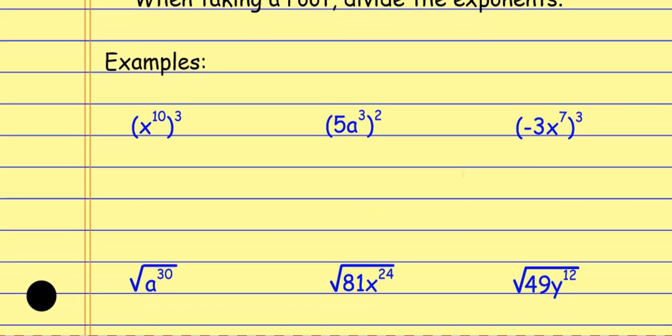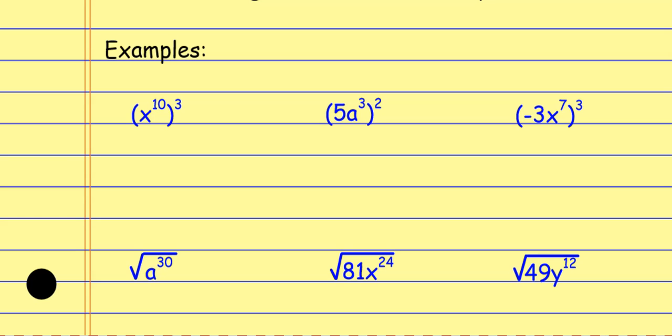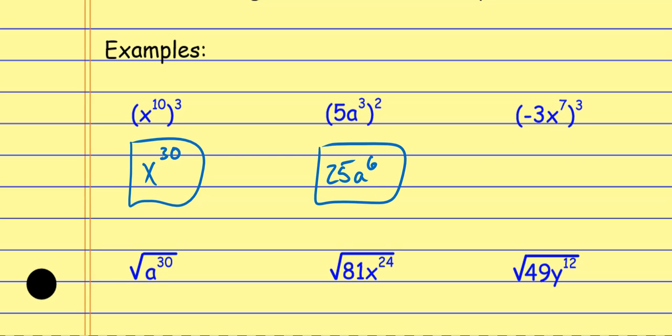So for example, when I look at this guy, again, I'm raising this whole thing to the 3rd power, so I multiply the exponents. That's x to the 30th. Okay? Here, when I raise this to a power, 5 to the 2nd power is a 25. That doesn't change. But now I multiply the exponents. That's a to the 6th power. This one, negative 3 to the 3rd power. All right, so negative 3 to the 3rd power is a negative 27. But now I multiply the exponents. That's x to the 21st.